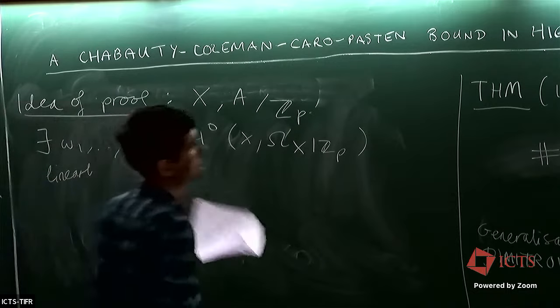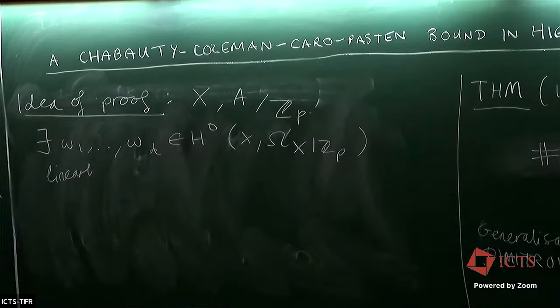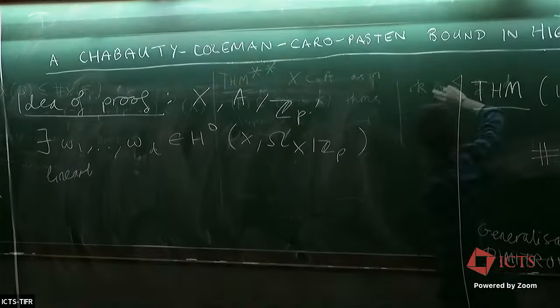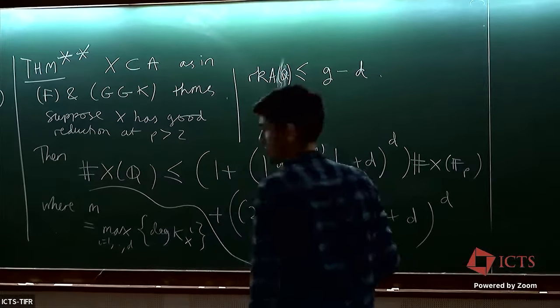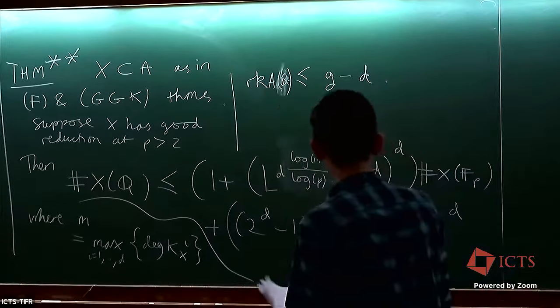Oh, sorry. Very important thing I forgot to say. So here, the rank was less than or equal to 1. I should have said the rank of A has to be less than or equal to g minus D. Otherwise, even in the case of curves, this would be quite a striking result.